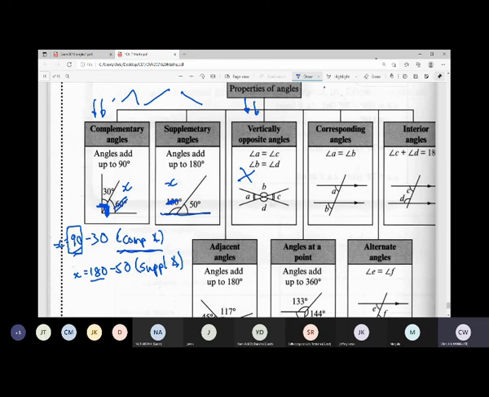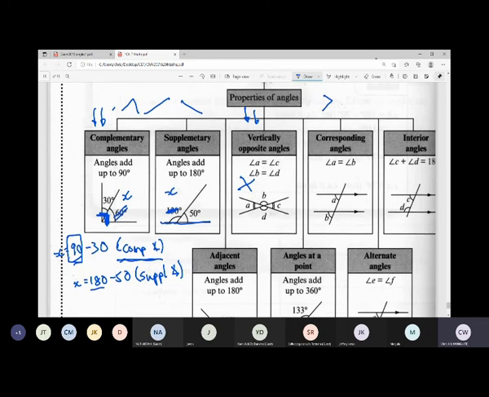So let's say, for example, you have something like that, okay? Like that. Then you look at it, there is no vertically opposite angle because the lines are not straight, okay? You can only apply vertically opposite angle when the lines cross each other. If not, you cannot apply. So back to this again.